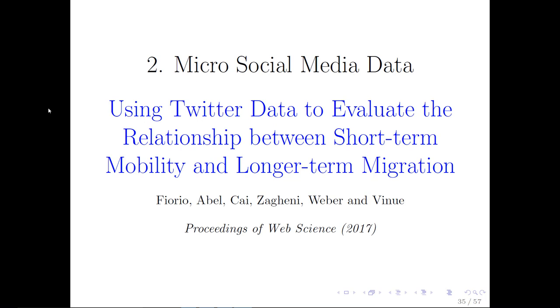Okay, so that was an example with macro data. Now I want to show you an example with micro data. This is about using geolocated Twitter tweets to study the relationship between short-term mobility and longer-term movements. It's a joint project together with Di Fiorio and a number of other colleagues.